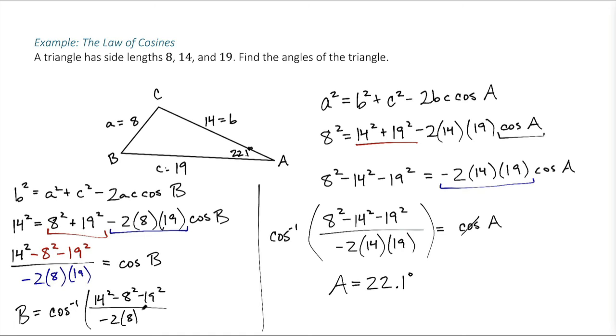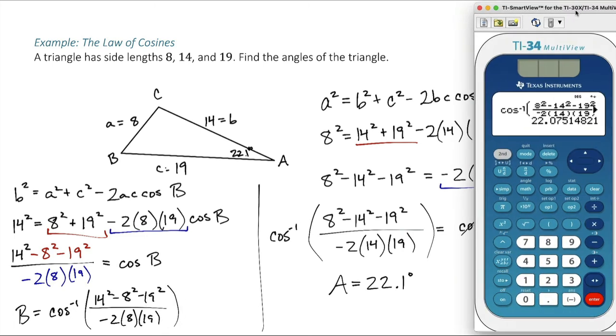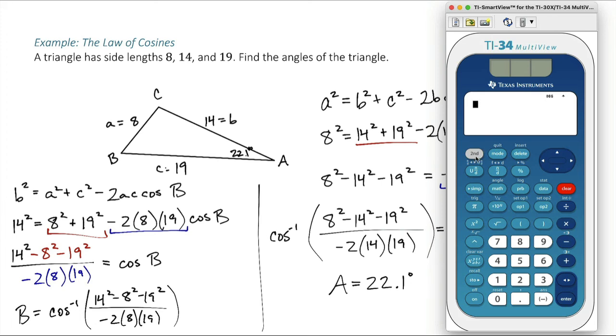All right, so then this is now what we can go ahead and plug into our calculator. So we've got, again, our trig. Go down to our inverse cosine. And we go and type this in. We've got our 14 squared minus 8 squared minus 19 squared over negative 2 times 8 times 19. Hit enter, and we get our angle. Again, I'll round to 1 decimal place here. So our angle B is about 41.1 degrees.